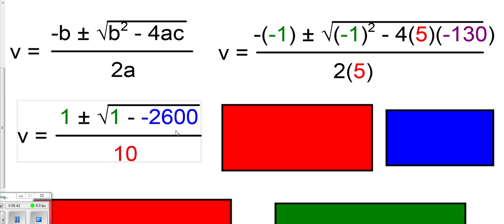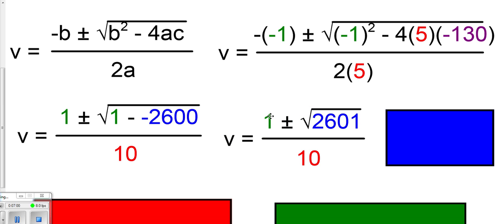Simplifying that piece, negative 1 would just be positive 1. Negative 1 squared becomes 1. 4 times 5 times negative 130 becomes negative 2,600. And 2 times 5 is just 10. Simplifying even further, we have 1 plus or minus the square root of 1 minus a negative, which becomes like an adding, so 1 add 2,600 becomes 2,601 underneath our square root. And it's still all over 10.